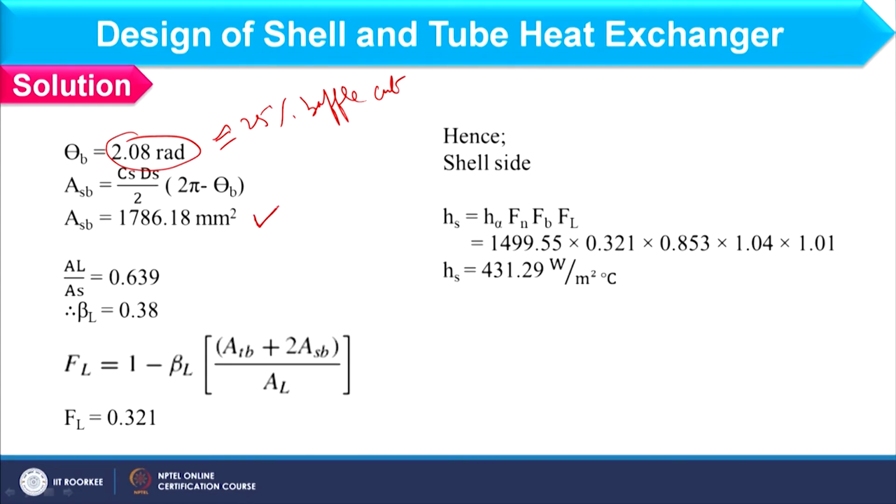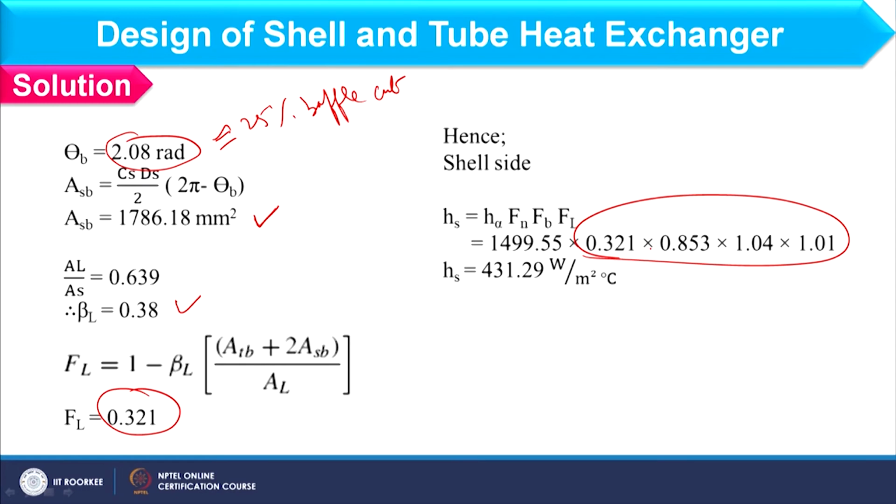So, you can find out ASB value as 1786.18 mm square, and then you can find out beta L value from the graph and so the FL value. So, FL value comes over here as 0.321. Okay. So, now you have all 4 correction factors and HOC value.